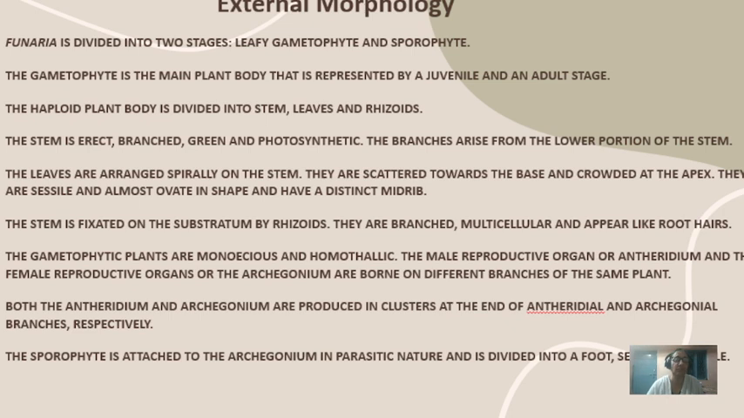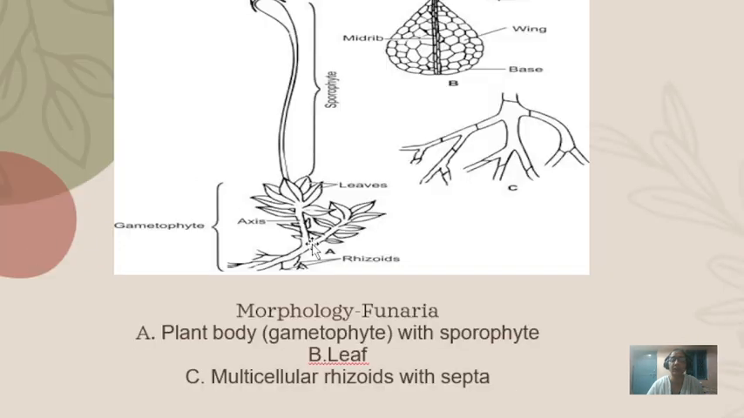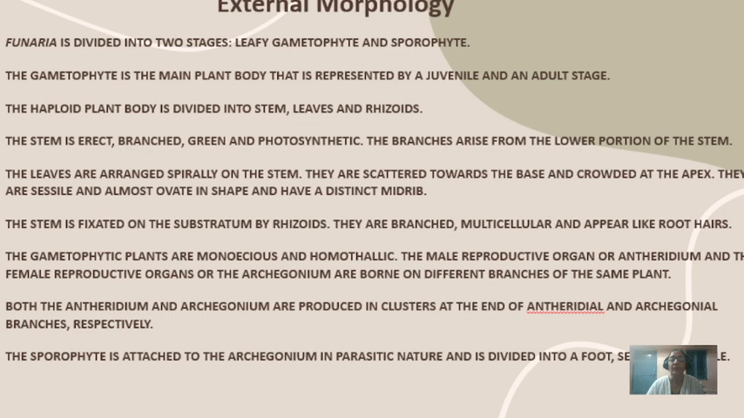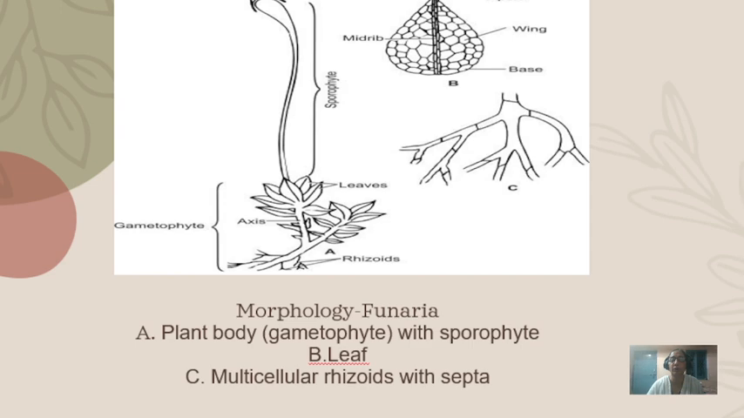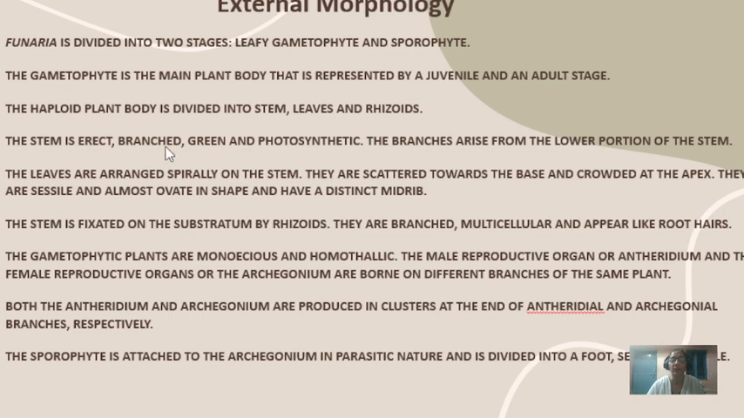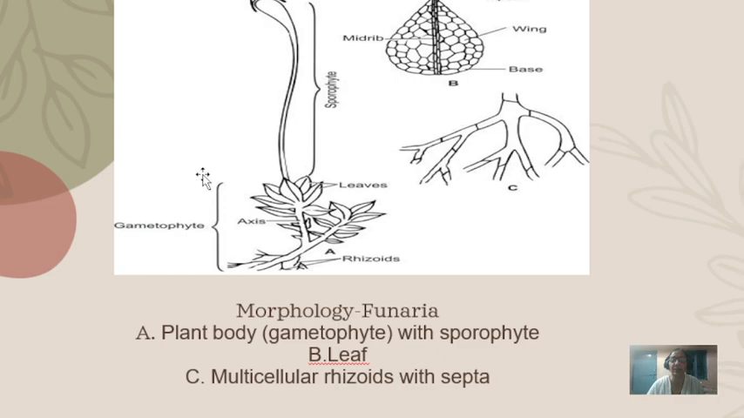If you see the external morphology, the Funaria is divided into two stages: the leafy gametophyte and the sporophyte. The gametophyte is the main plant body and is represented by a juvenile and adult stage. The haploid plant body is divided into root, stem, and the leaf. The stem is erect, branched, green, and photosynthetic. The branches arise from the lower portion of the stem. The leaves are arranged spirally.